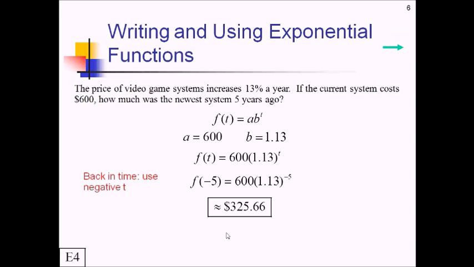So one thing you can do on all of these problems is at least check your final answer for reasonableness. A current game system is $600 and it was increasing every year. So if you're asking about something 5 years ago, you should end up with a value that's lower than your initial value. And same for the other problems we dealt with.